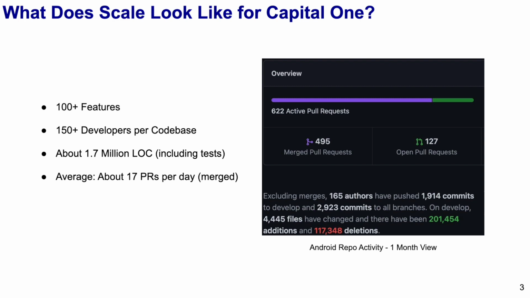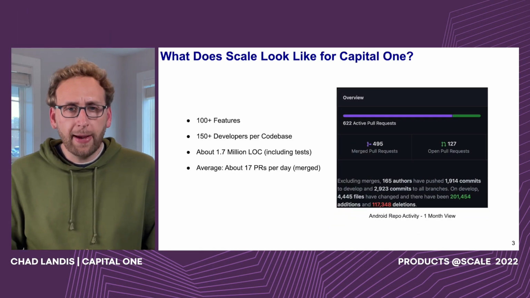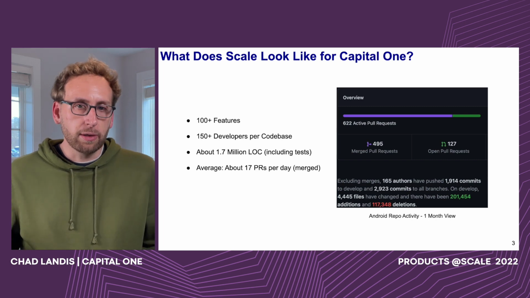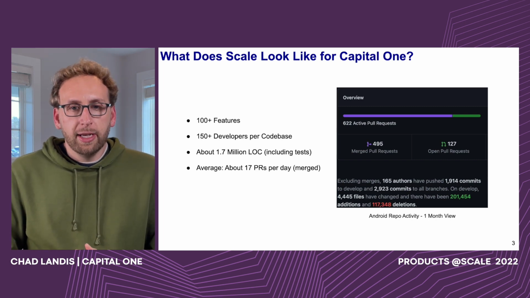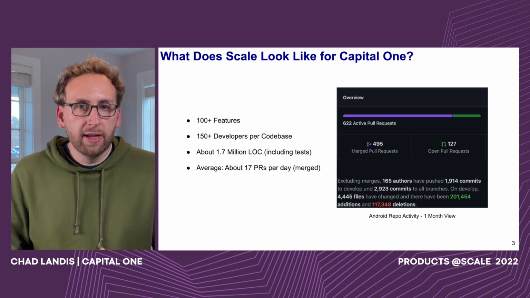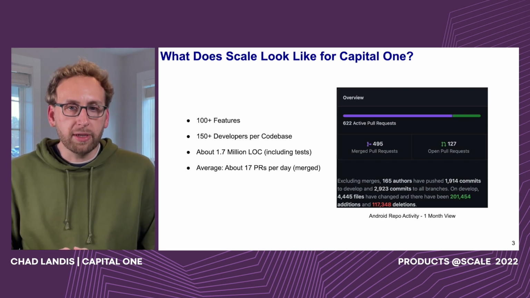So just to give some numbers in terms of our applications and our organization, we've got over 100 features in each app. They're separate code bases, of course, but we have about 150 plus developers in each code base. On the iOS side, we've got about 1.7 million lines of code, including tests. And we average about 17 pull requests a day that are getting merged in over a 30-day period. So it gives you an idea about the size and scope and scale of contributions into our code bases.